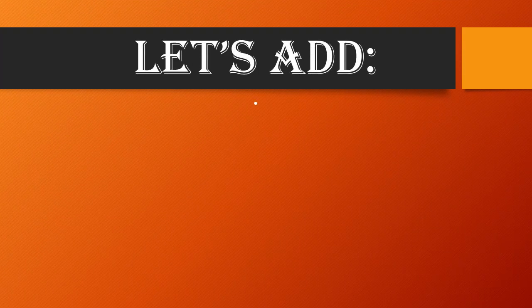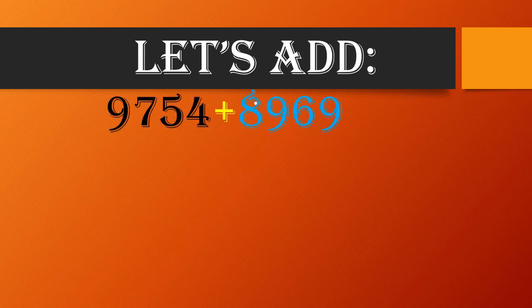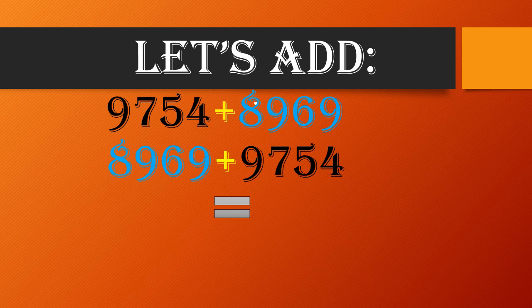Let's learn this with an example. Let these numbers, 9754, be added with 8969. It gives 18723. But what will happen if I reverse the numbers? Even if I reverse the numbers, that is, I write 8969 first and then 9754 afterwards, the result will be the same. It will not change. So, numbers in addition do follow the rule of order of addend.